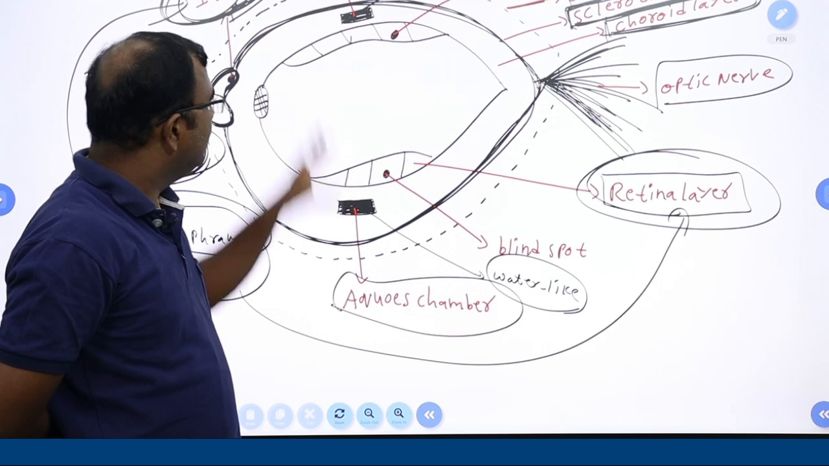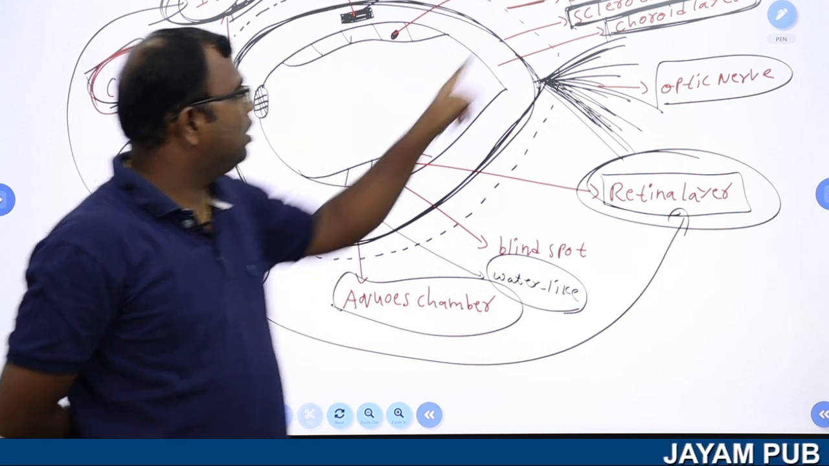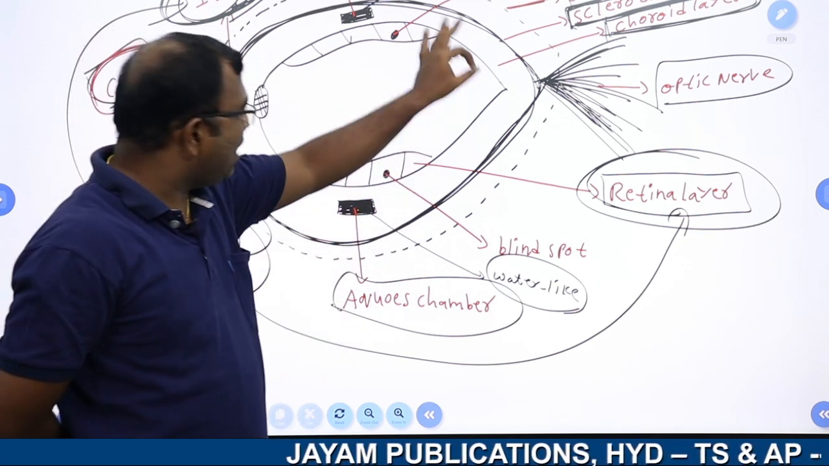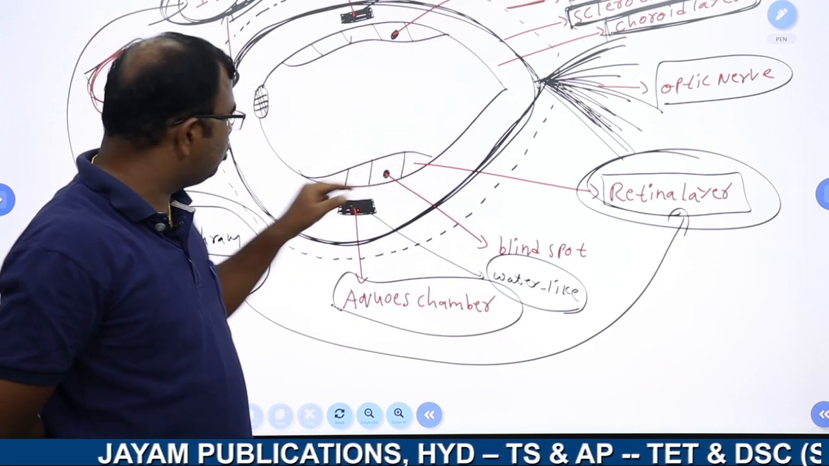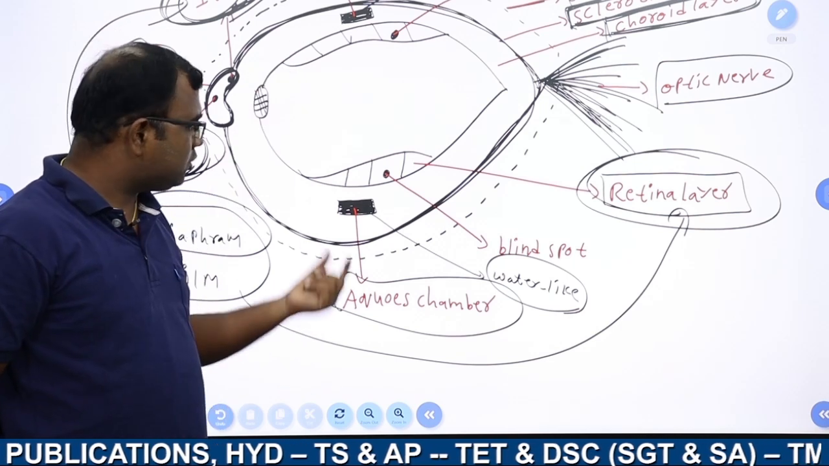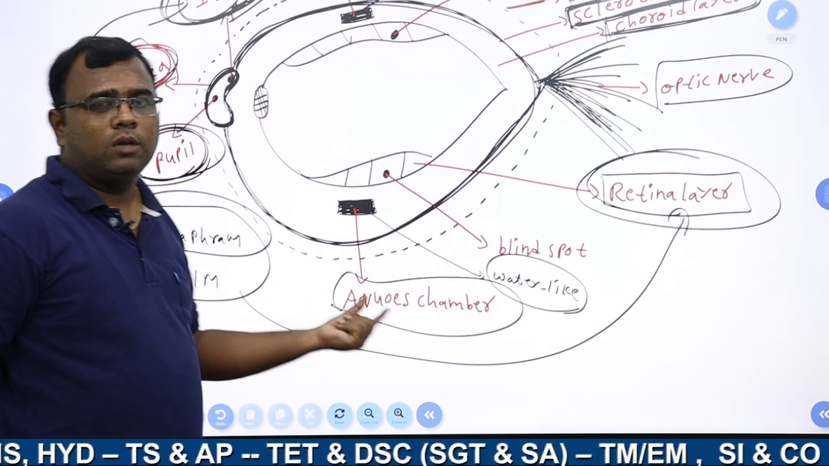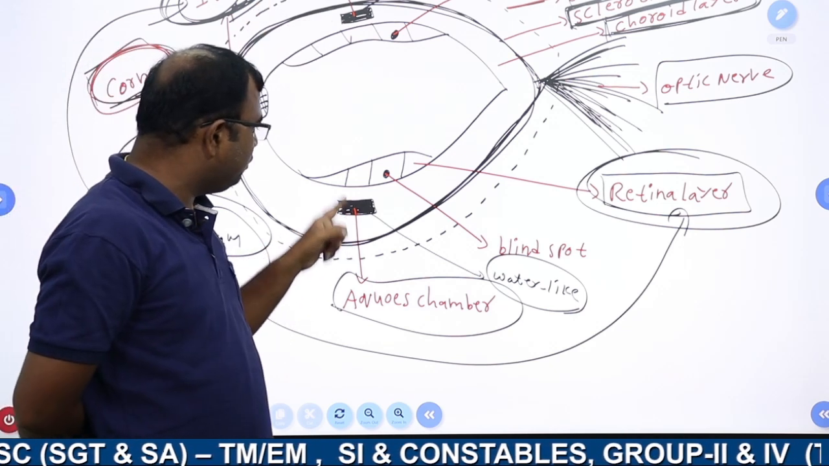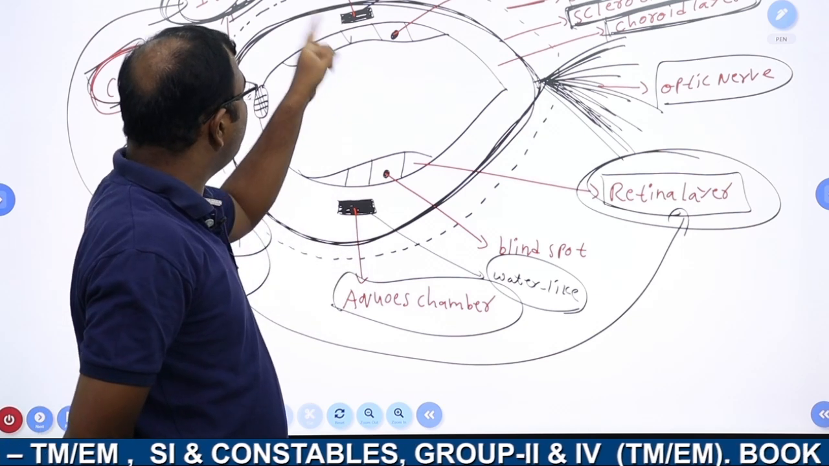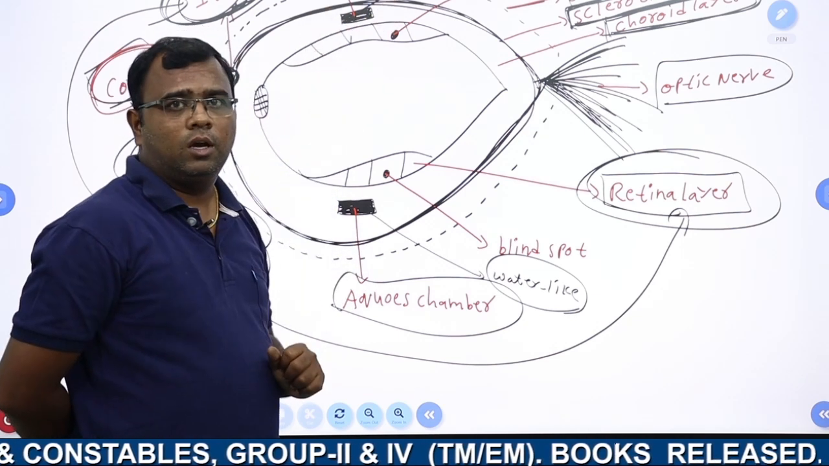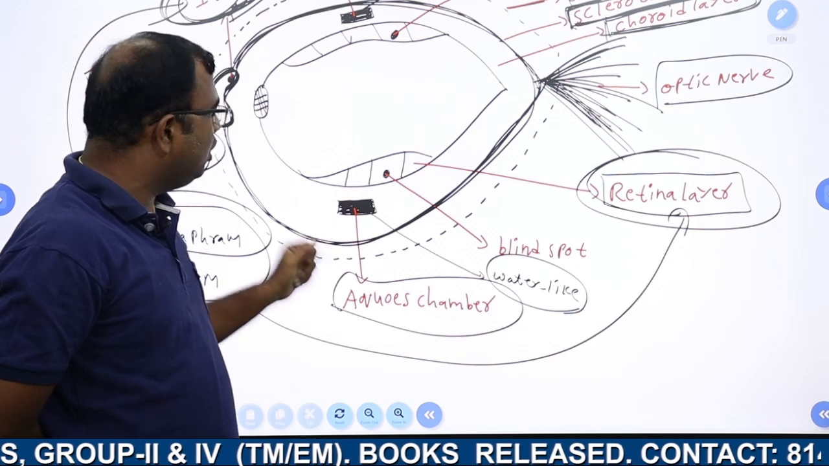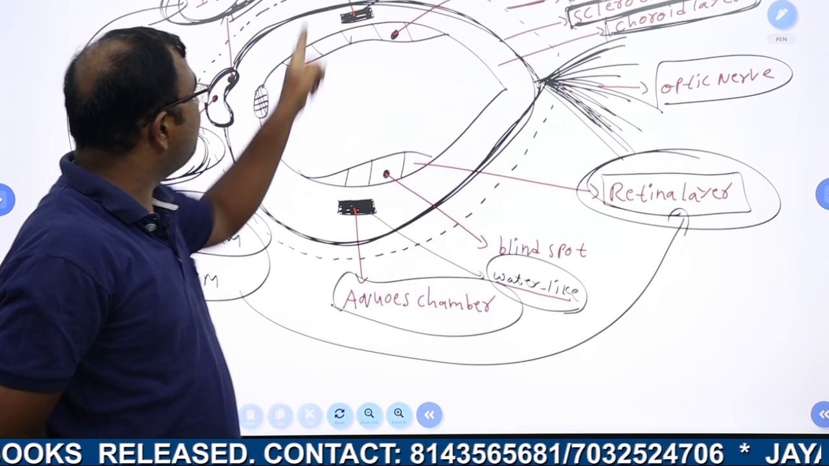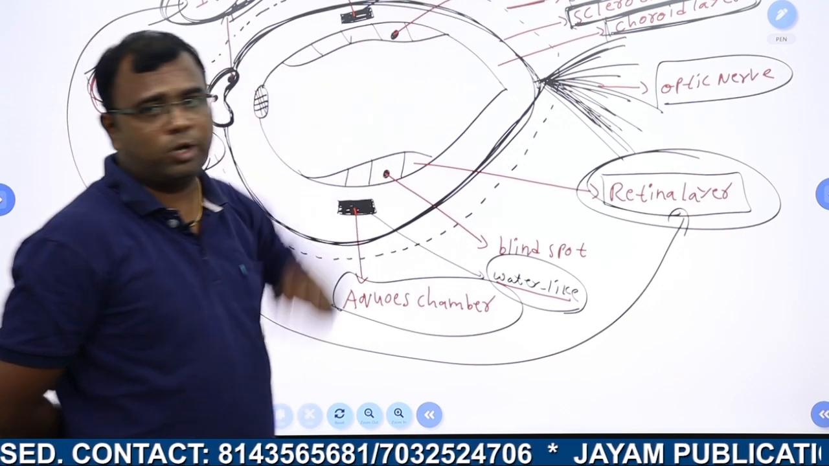Are these two chambers present in the sclerotic layer or the choroid layer? The choroid layer. In the choroid layer, the two chambers are present. The first is the aqueous chamber and the second is the vitreous chamber. The aqueous chamber is filled with water-like fluid. The vitreous chamber is filled with jelly-like fluid.